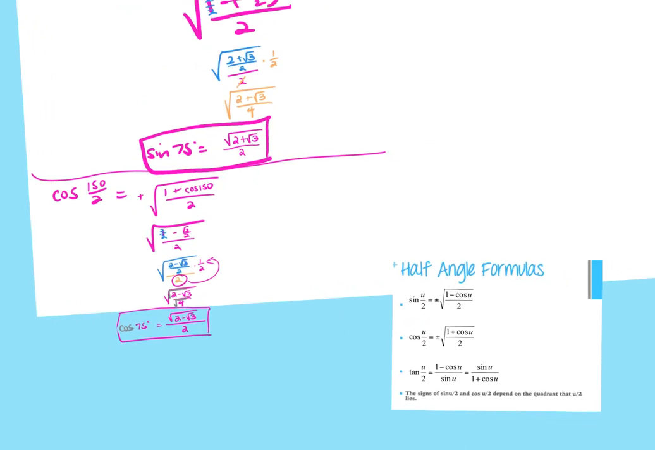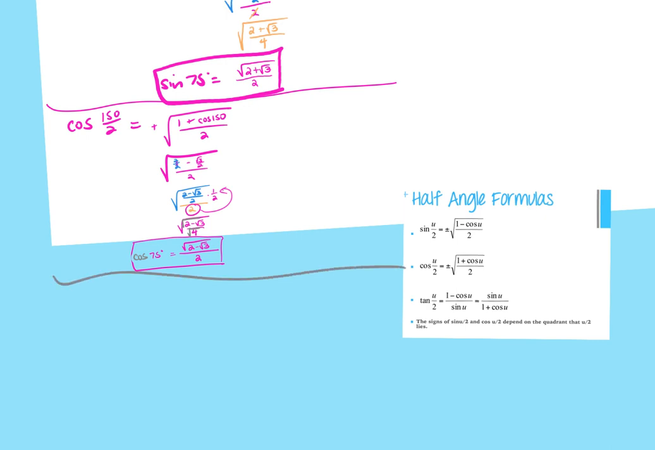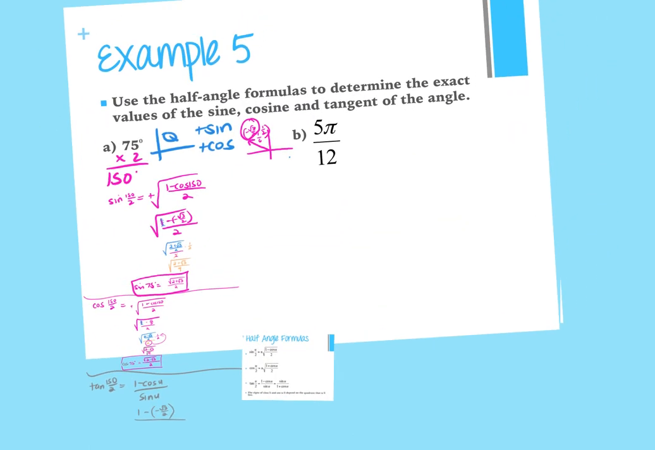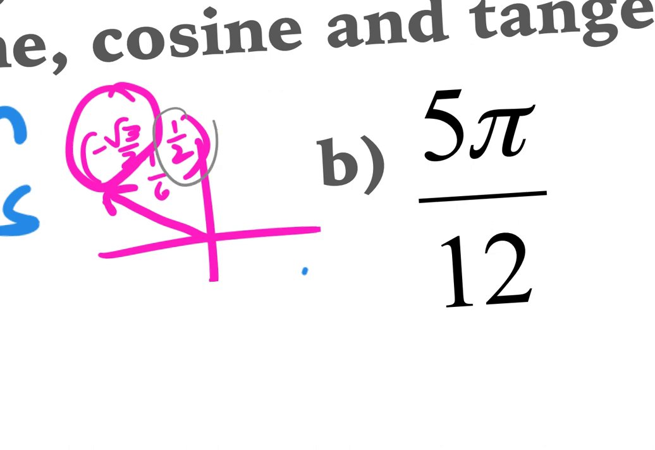All right, then we do tangent. Tan of 150 over 2. And we can pick either one, so I'm going to pick the first one, 1 minus cosine u over sine u. Okay, so 1 minus the cosine, which is a negative root 3 over 2. And then what's the sine at 150? 1/2.